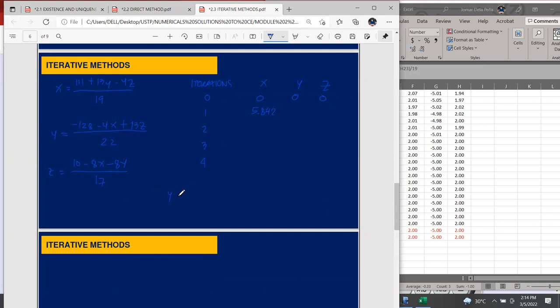Okay. And for y, y equals negative 128. Ang gamiton nimo mga value, kung na-solve na nimo ang value ni x, di ba sa Jacobi, ang tulo sabay sila, pero diri sa Gauss-Seidel, diritso sa y. First solve nimo ang value ni x. Ang value ni y og z nga available is 0. Karon naka-solve na ta og value ni x, mao na ni atong gamiton sa pag-solve sa value ni y, no? 5.842 plus 13 times ang latest available nga value ni z, 0 lang ang latest nga available. Okay? So mao ni si y over 22.